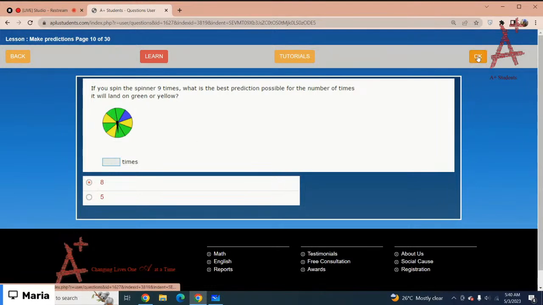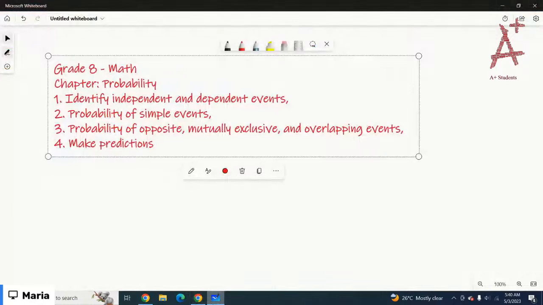Okay, you can complete the test by yourself later today. So we're working on grade 8 maths. The chapter we're working on is probability, and the lessons we have covered today are identify independent and dependent events, probability of simple events, probability of opposite, mutually exclusive and overlapping events, and the one we just did is make predictions. So please make sure before the next session you complete all the test questions for the lessons we did today. If you need more help with any of the lessons, you can contact any tutor on Skype. They are available from Monday to Friday, 5 to 9.